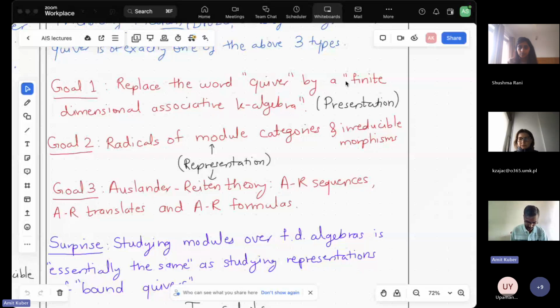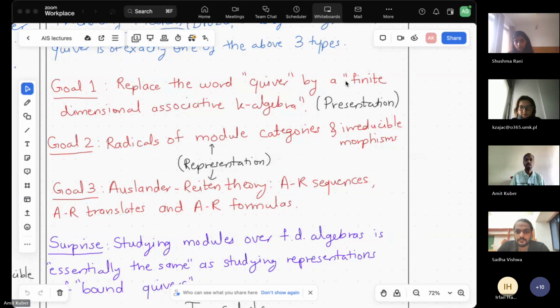So far we have finished looking at what goal one was. We replaced the word quiver by a finite dimensional associative K algebra, and we showed that essentially every finite dimensional associative algebra is Morita equivalent to a bound quiver algebra, barring one statement. I should first talk about that, and then we will move on to goal 2, which is the main topic for today: radicals and irreducible morphisms.